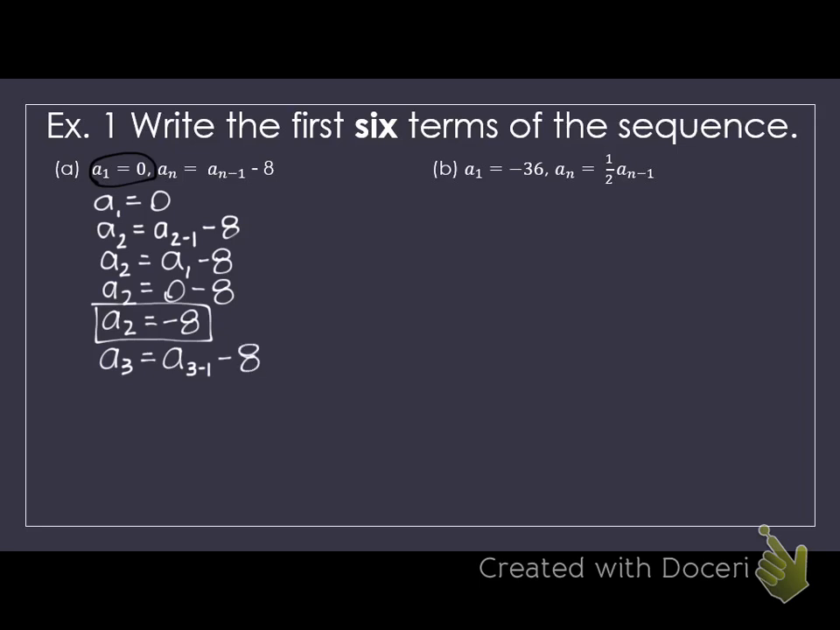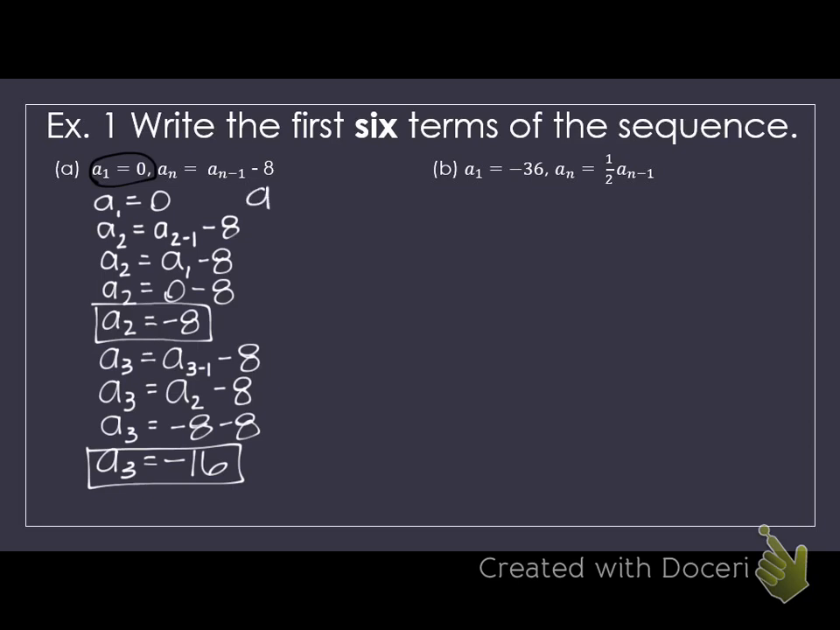Guys, what is 3 minus 1? 2. So we're going to take a sub 2, subtract 8. What was the value of a sub 2? Negative 8. So plug it in. And what is negative 8 minus 8? No, negative 8 minus 8. Very good. The signs are the same. Signs are the same, so we add and keep. All right? That's a sub 3.